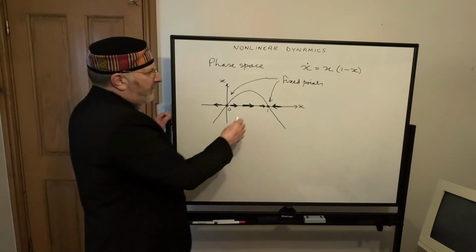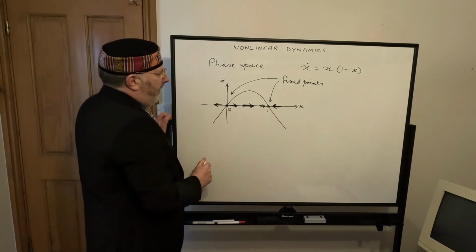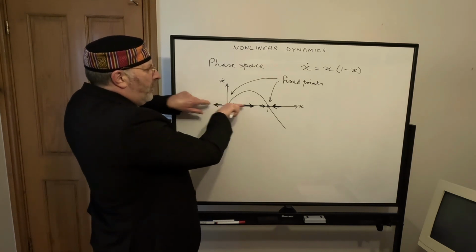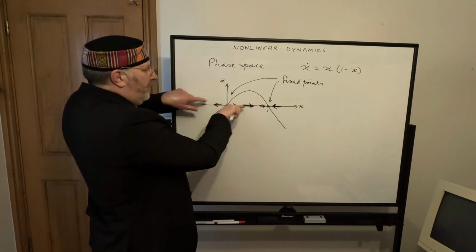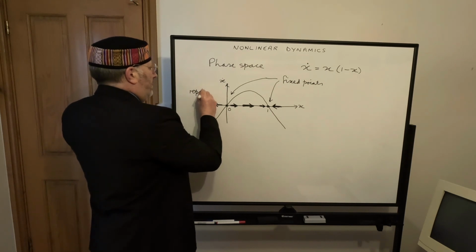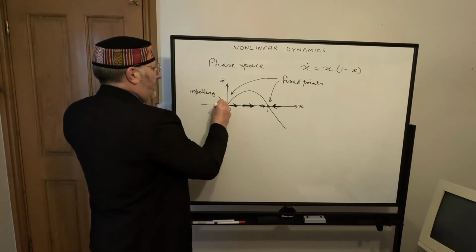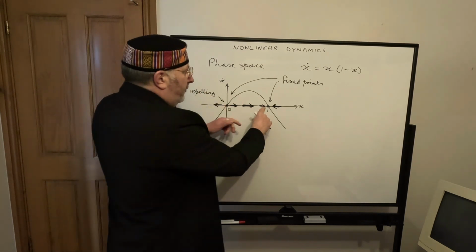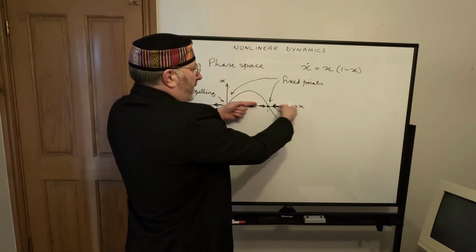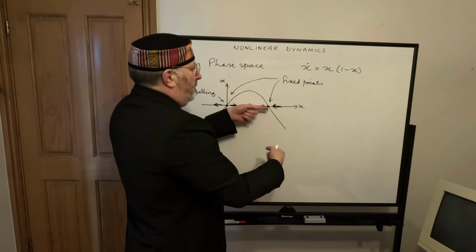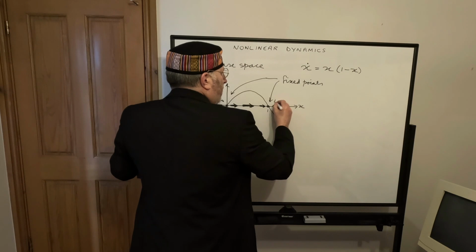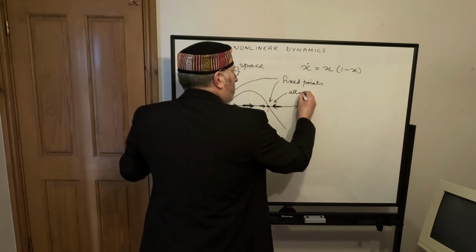And we also see that there's a bit of a difference between these 2 fixed points. So from this fixed point at 0, the system tends to move away from it. So we call this a repelling fixed point. Whereas for this fixed point at x equals 1, the system is moving towards it. If it's below it, it's moving up. If it's above it, it's moving down. So this is an attracting fixed point.